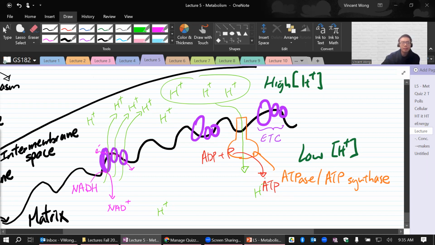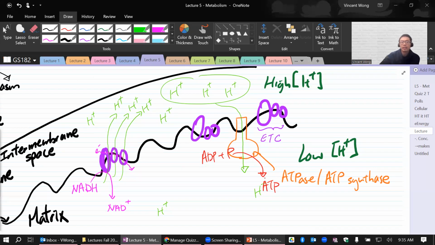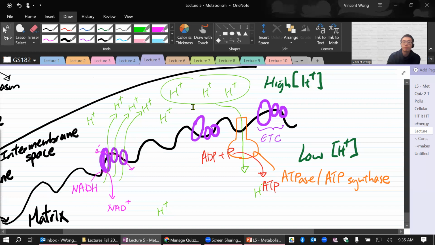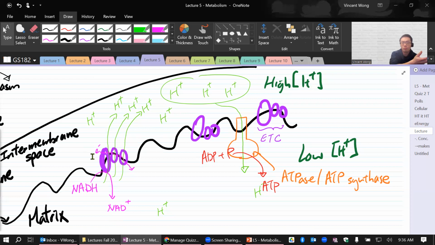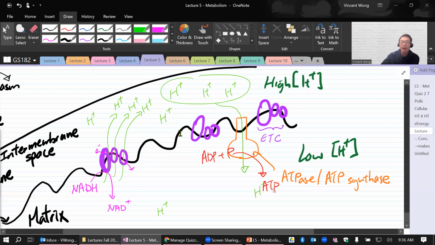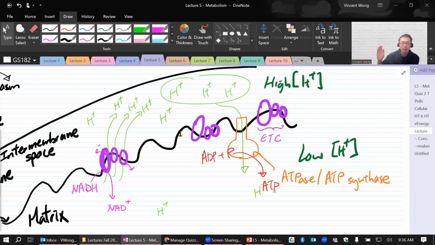ATP generated this way uses what we call oxidative phosphorylation, because this whole thing is powered by oxidation reaction, right? What do I mean by that? To pump the H+ over, we need to use the high energy electron, right? Where did we get the electron? We got it from glucose. We oxidize glucose to get that electron, right? So this whole thing is powered by oxidation reaction, specifically oxidation of glucose. That's why this is oxidative phosphorylation.